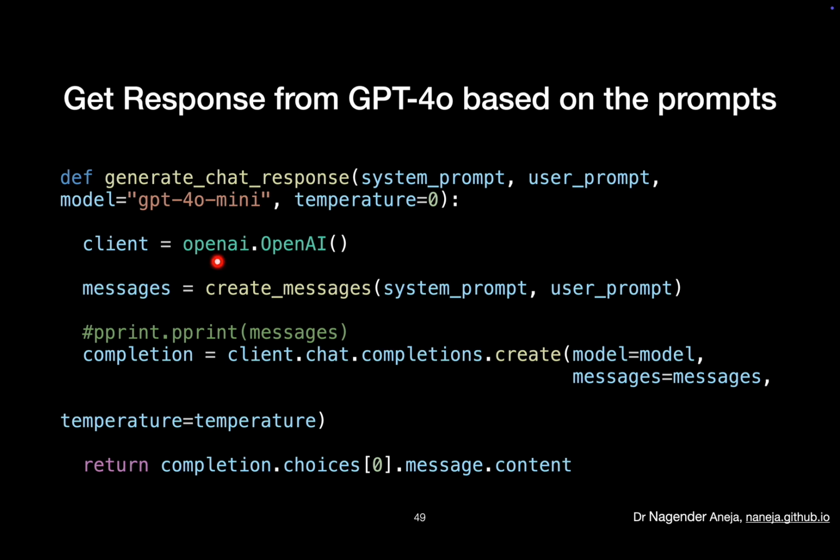Right, and then we have the client, and then create messages. We'll create the messages in that format where we pass the system prompt and user prompt, and then we use the completion, which is client chat completions create, pass the model, pass the messages that have been created using this format, pass the temperature value, and return the content corresponding to this. So the idea is just to create the prompts, right? You can create the user prompt and system prompt and give them to the generate chat response, and it will return the answer. The messages will automatically be created because we have written a function for that.